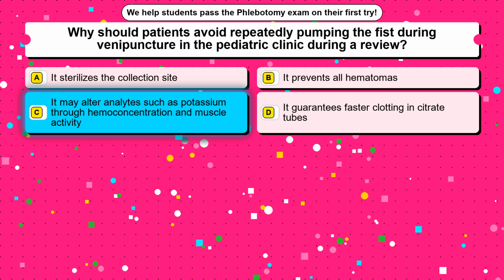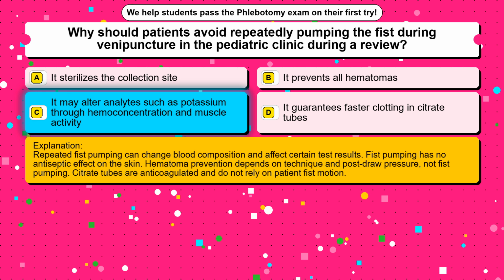The correct answer is option C. It may alter analytes such as potassium through hemoconcentration and muscle activity. Repeated fist pumping can change blood composition and affect certain test results. Fist pumping has no antiseptic effect on the skin. Hematoma prevention depends on technique and post-draw pressure, not fist pumping. Citrate tubes are anticoagulated and do not rely on patient fist motion.